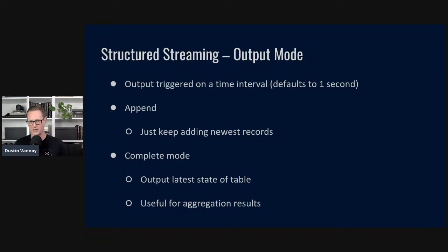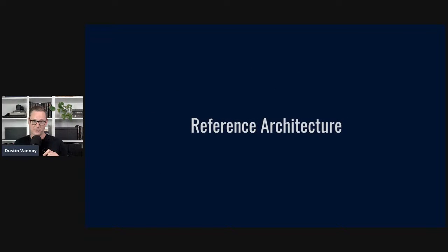There's also a mode called update that I find I often can't use. It's not compatible with some of the things I end up doing. But update mode would be anything that's changed or any new records. So it's kind of a hybrid, somewhere in between append and complete. But output mode is worth thinking about. If you just want to append everything, it should be easy. You probably don't need to do much there.